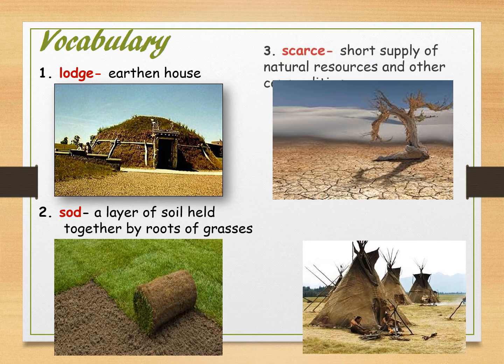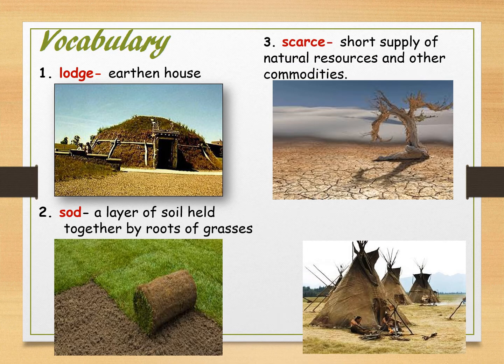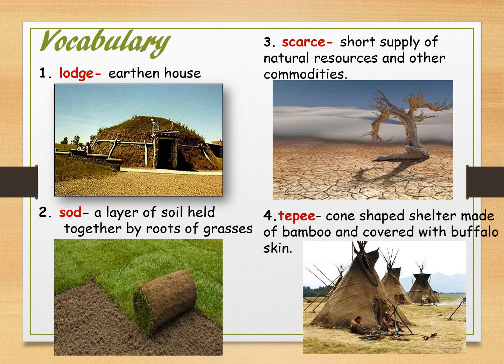Number three is scarce, which means a short supply of natural resources and other commodities. Look at the picture here. It is an example of water scarcity, meaning the lack of fresh water resources. And number four is teepee. It is a cone-shaped shelter made of bamboo and covered with buffalo skin. So it is another kind of Native American people's house or shelter made from animal skin.